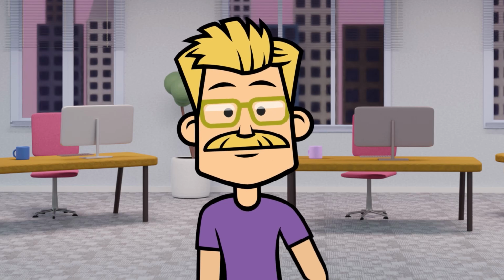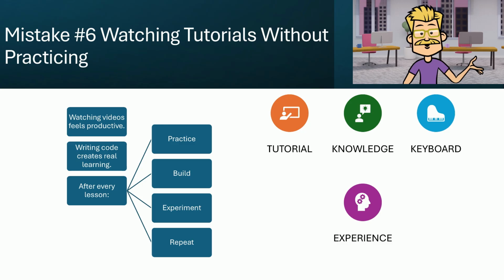Mistake number 6, not practicing enough. Watching tutorials feels productive. Reading articles feels productive. But programming is a practical skill. Imagine trying to learn swimming by only watching videos. Eventually, you must enter the water. Programming works the same way. After learning a concept, immediately write code. Create small projects. Solve exercises. Experiment with different solutions. The more you practice, the more natural programming becomes.